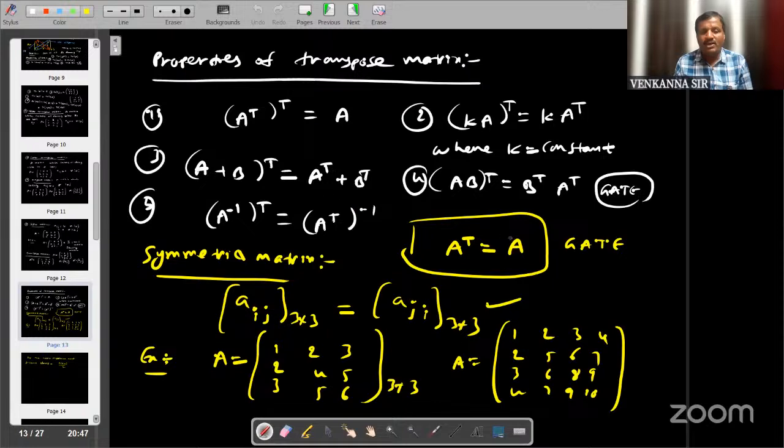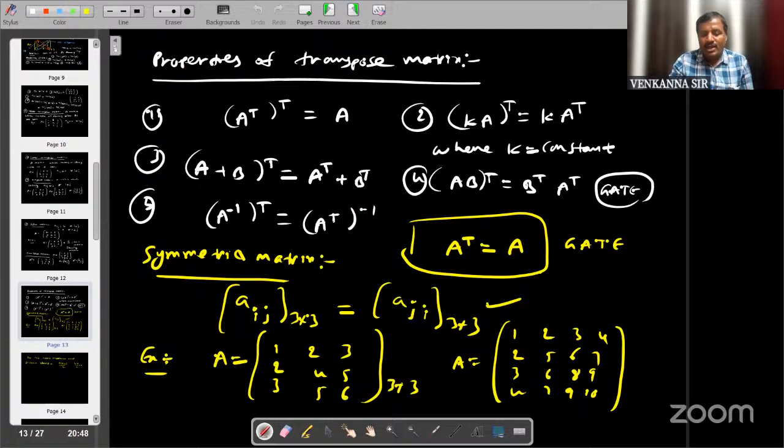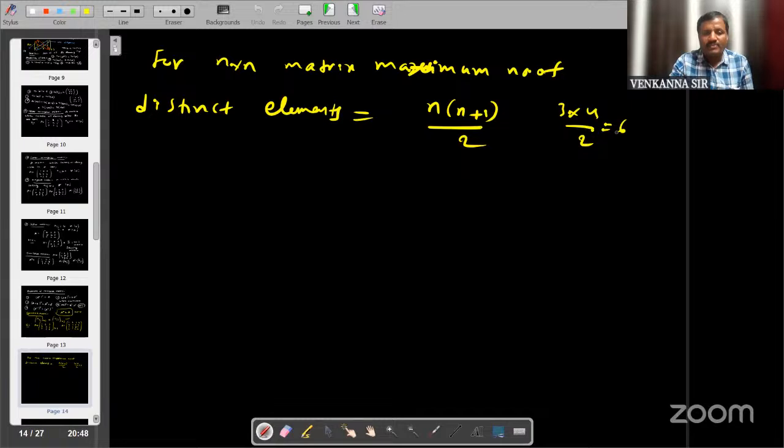First, the condition of the symmetric matrix, examples, and the maximum number of distinct elements, n into (n plus 1) by 2. For a 3 by 3 matrix, 3 into 4 by 2 is 6. So the maximum number of distinct elements for 3 by 3 is 6. And if you take 4 by 4, you will get 10.